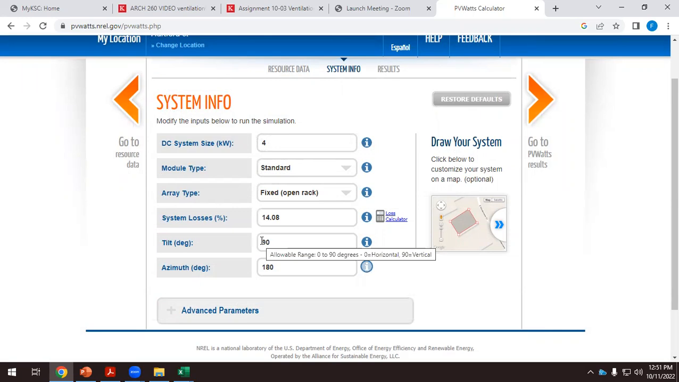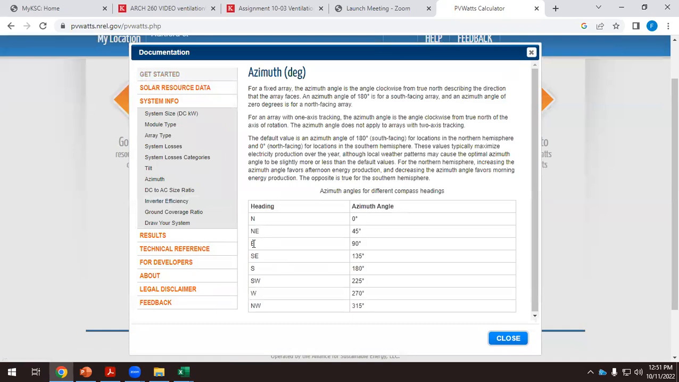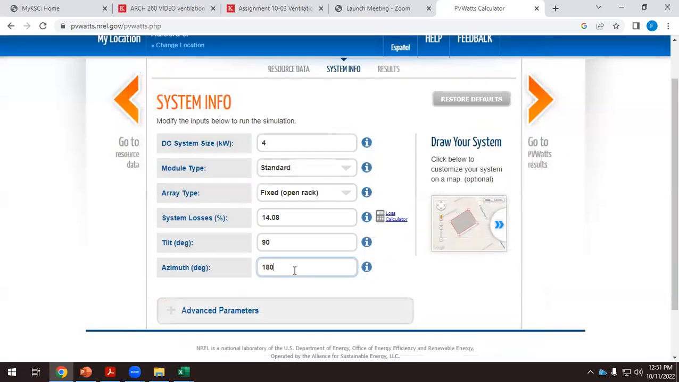The tilt is the angle. So it's vertical, at 90. The azimuth is the angle depending on the north sign or the north arrow. So here we have information. If we're analyzing the east facade, we have to type 90. If we're analyzing west, we have to type 270. But if it's south, it's 180. So let's make this example with the southern windows in our file.